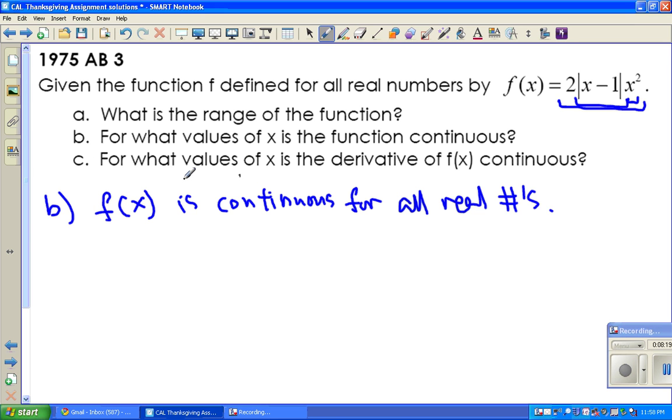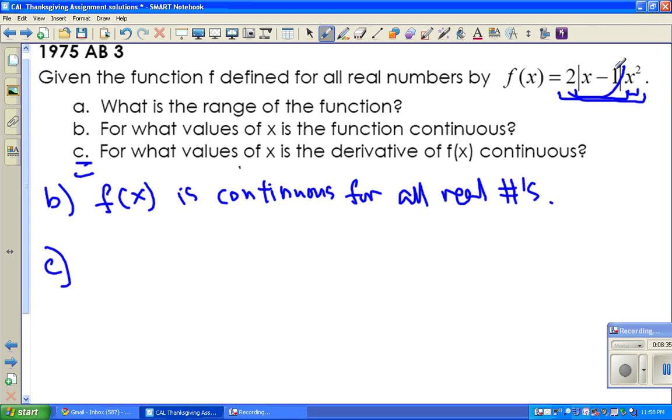Now, let's try to answer C. For what values of x is the derivative continuous? Many values seem quite okay, except when x equals 1. We might have to just consider x being equal to 1 and then see what happens. So, what happens when x equals 1? Because of the absolute value, it could have some quite interesting expressions.